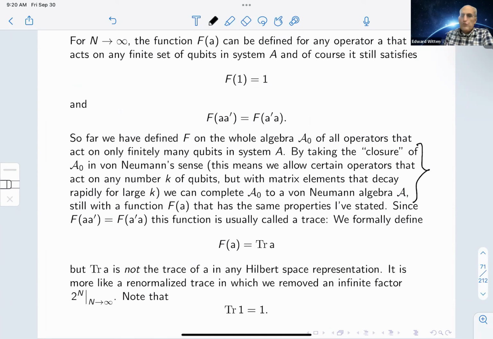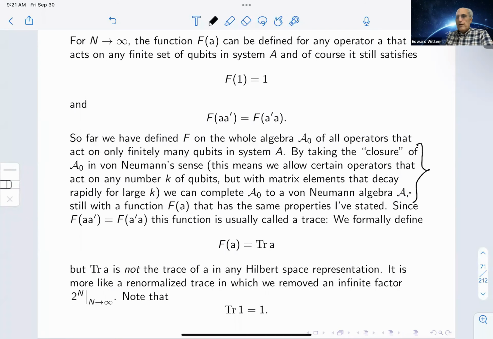Von Neumann said, yes, we want to take k to infinity, but we only want to allow operators that have very small matrix elements if k is very large. So we allow an operator that has matrix elements of order 1, let's say, if they act on k qubits, but they're of order epsilon if you act on 2k qubits, and epsilon squared if you act on 3k qubits, and so on. So when we take the closure to get the von Neumann algebra, we allow operators that have non-zero matrix elements to act on any number of qubits, but the matrix elements to act on very many qubits are very small.